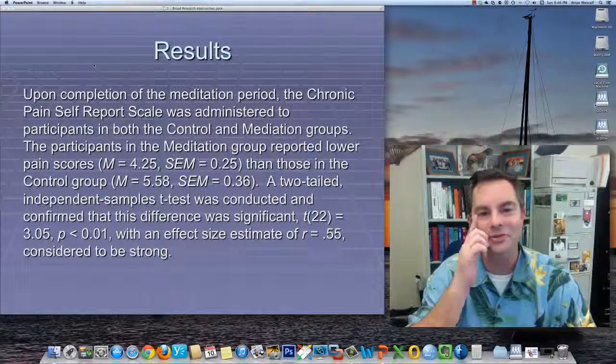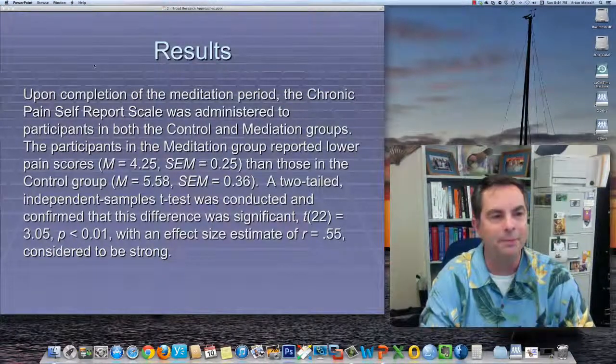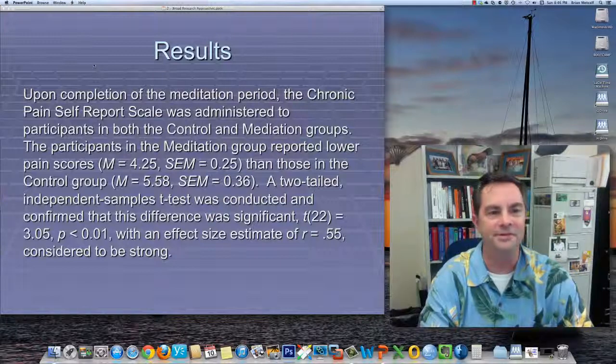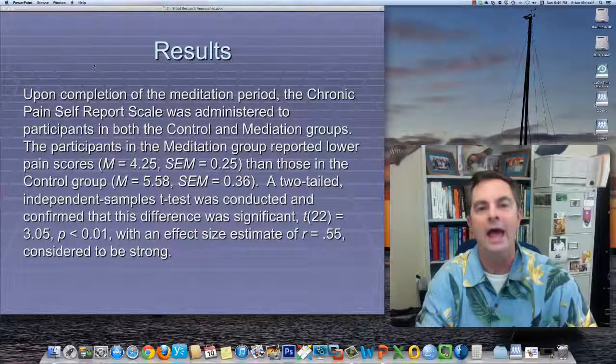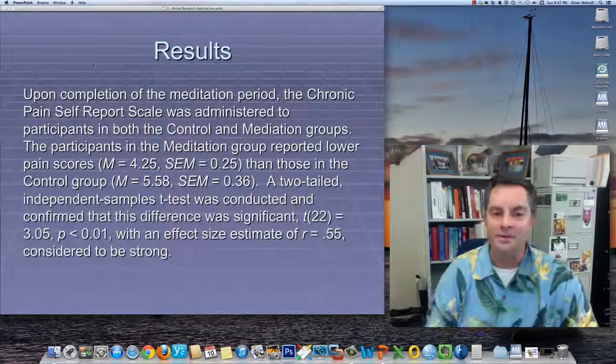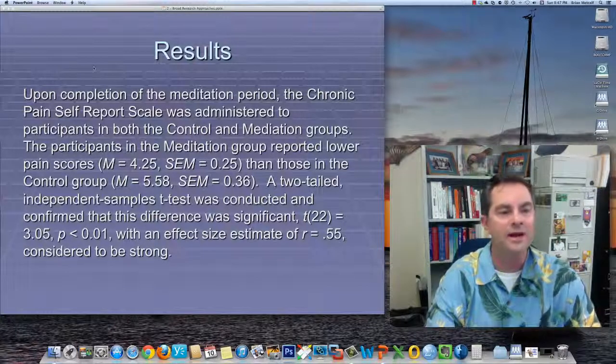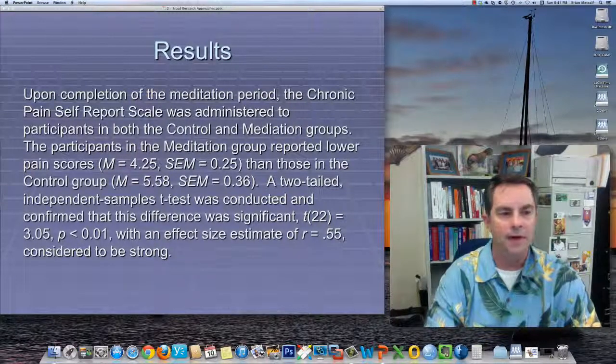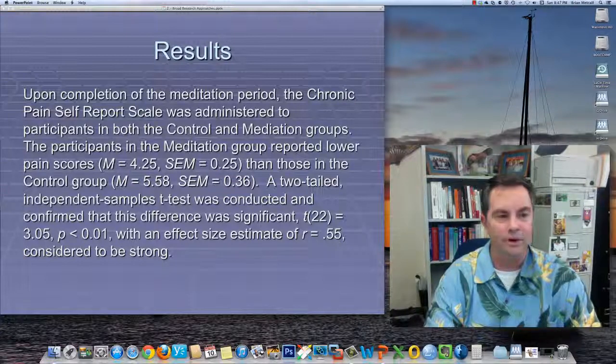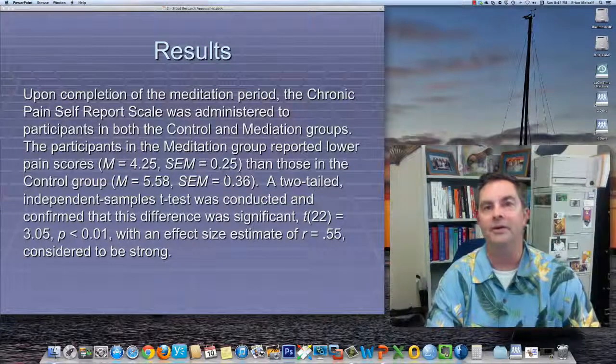So, upon completion of the meditation period, the chronic pain self-report scale was administered to participants in both the control and meditation groups. The participants in the meditation group reported lower pain scores, and I'm reporting the means and standard errors in parentheses there for the meditation group. And next, reporting the control group's mean and standard error. Okay?